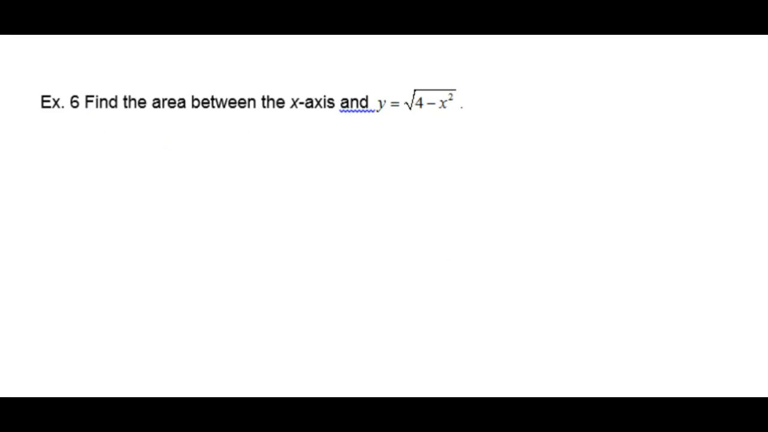The next one, find the area between the x-axis and y equals the square root of 4 minus x squared. I think I should do something like this, but they don't give me the limits that I'm going from, a to b. So what I'm going to do instead is look at what this graph looks like. 4 minus x squared, the square root of that actually is a semicircle.